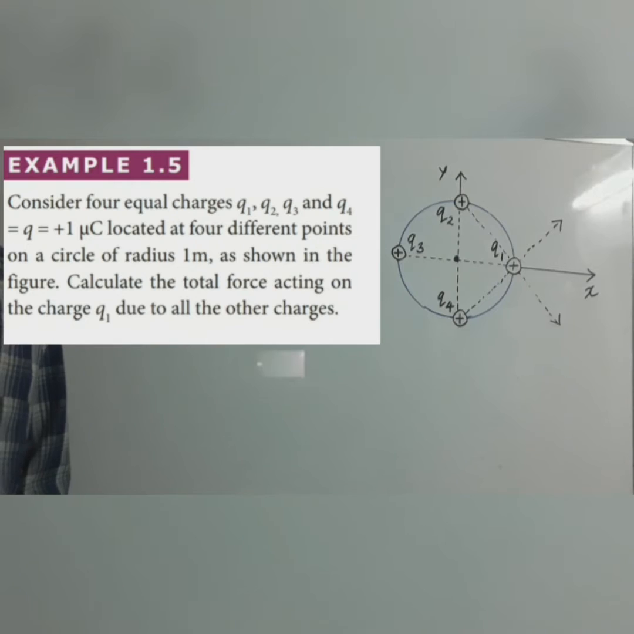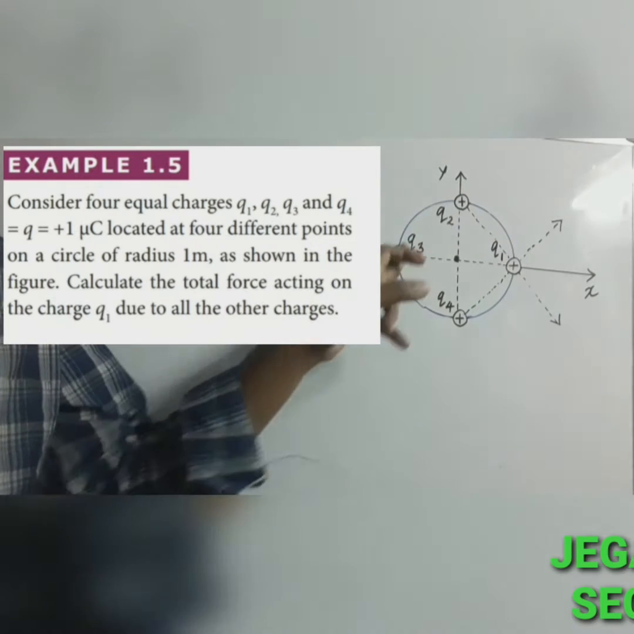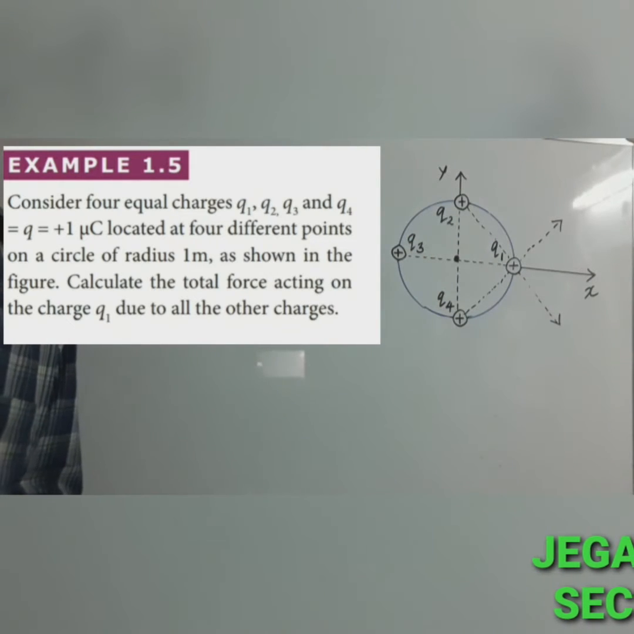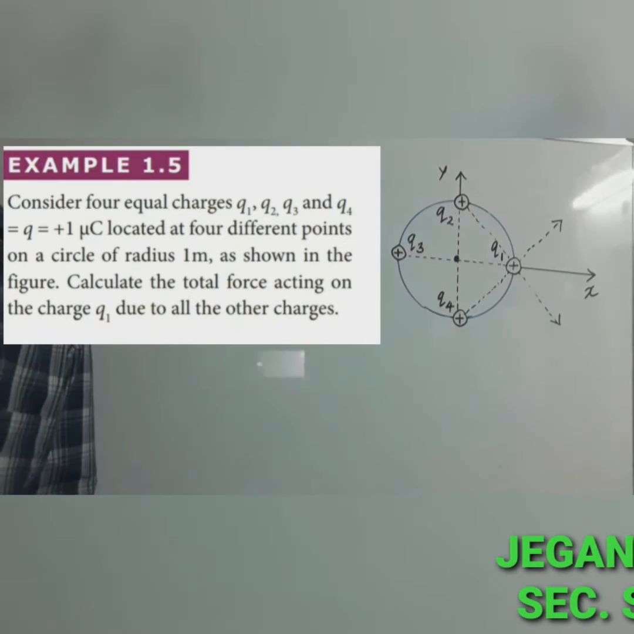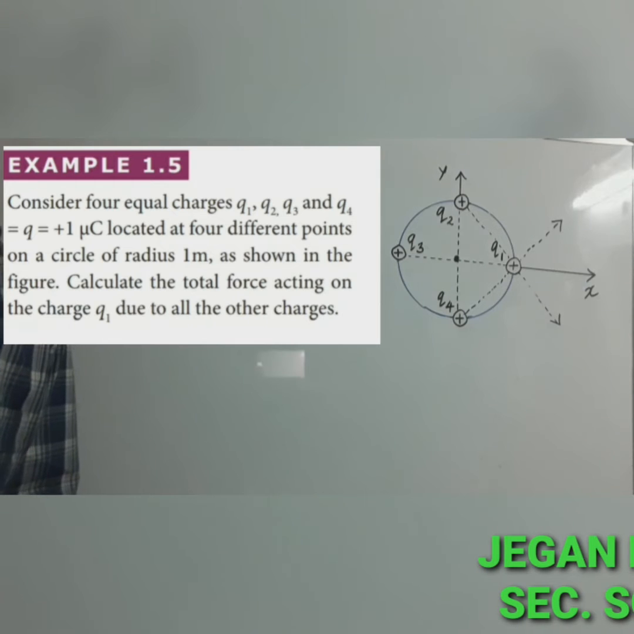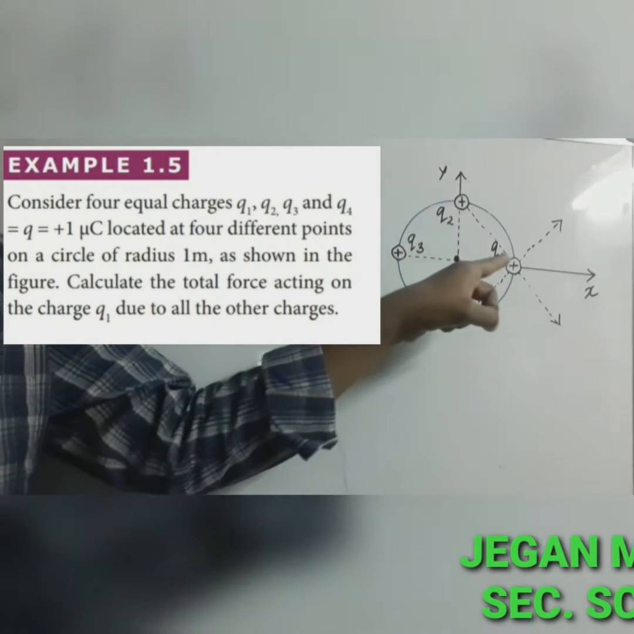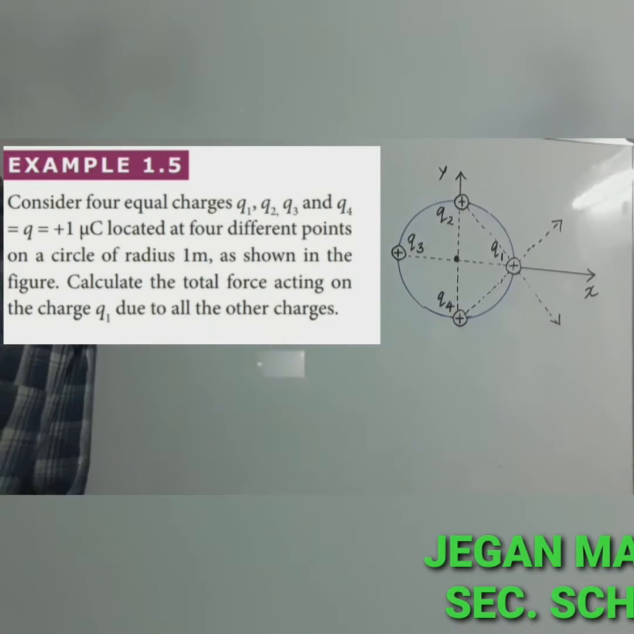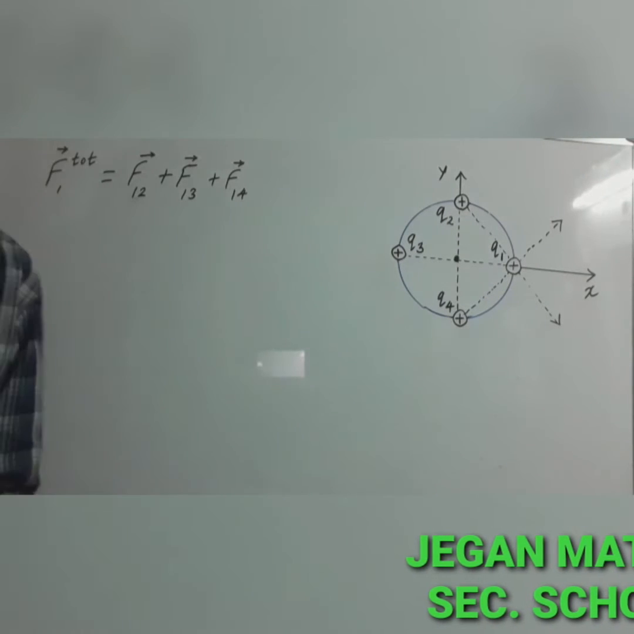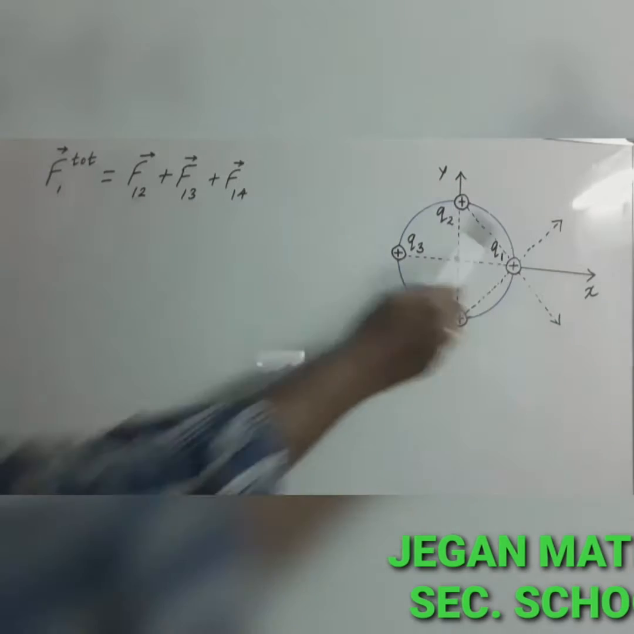Consider 4 equal charges Q1, Q2, Q3 and Q4 located at 4 different points on a circle of radius 1 meter. Calculate the total force acting on the charge Q1 due to all the other charges. Here we have to use the superposition principle to find the total force on Q1.